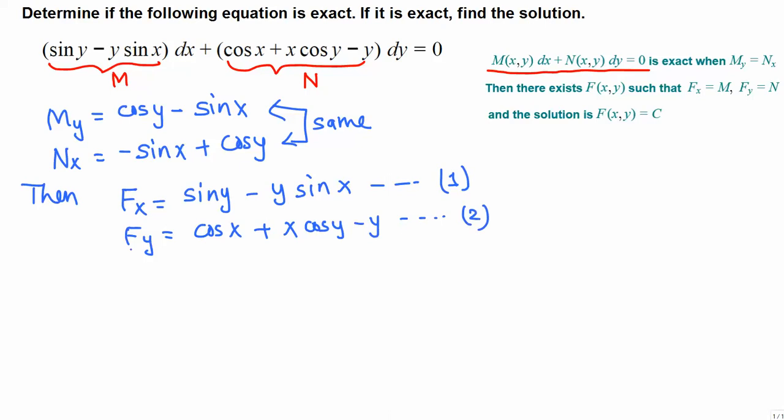And once we recover the function F, here is the solution: F(x,y) equals C. That F equals a constant is the solution. Okay, now we can integrate 1 with respect to x, or we can integrate 2 with respect to y. It looks like 1 is slightly easier, so let's integrate equation 1 with respect to x.